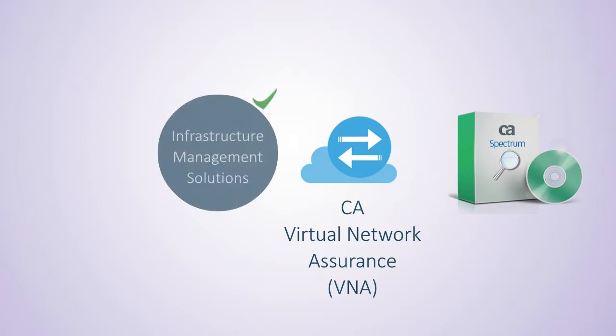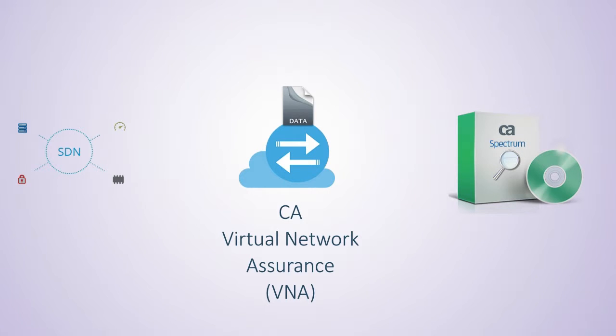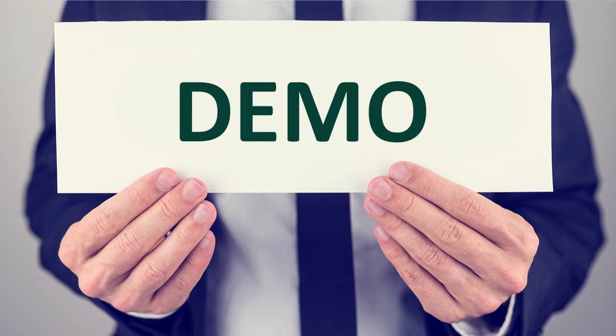The SDN Gateway enables existing infrastructure management solutions to monitor the SDN networks. It collects SDN data and transfers the data to CA Spectrum. Let's view a quick demonstration that shows how Vunair Airlines is able to benefit from this SDN solution.